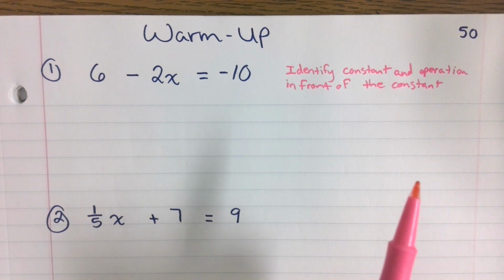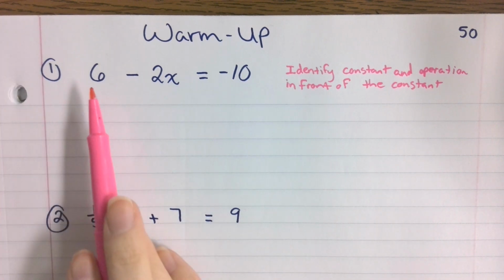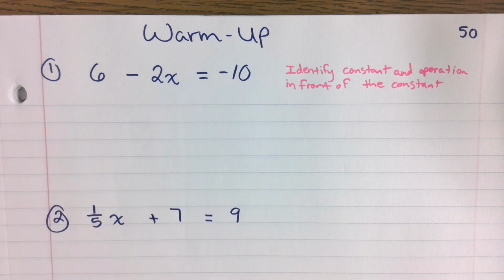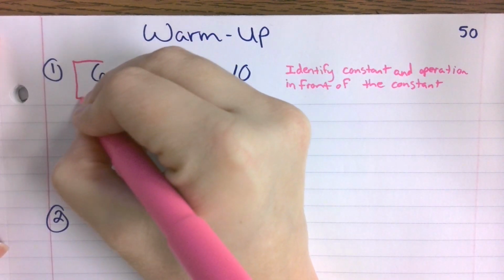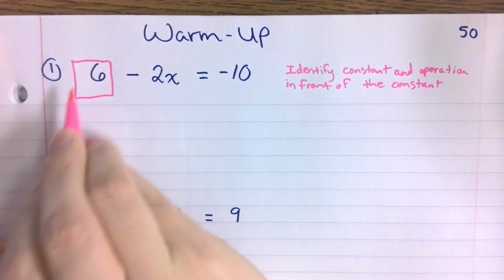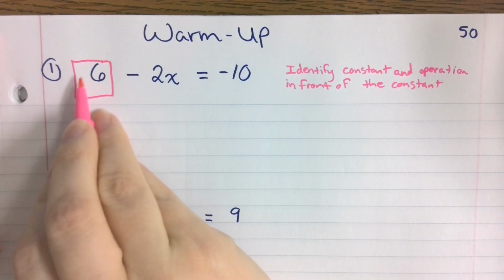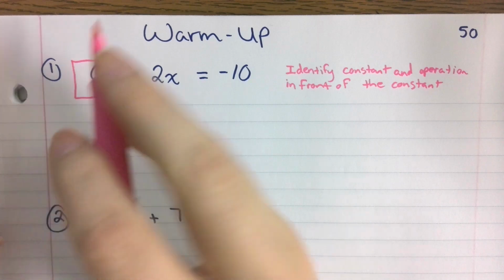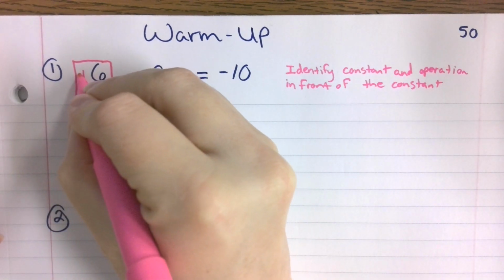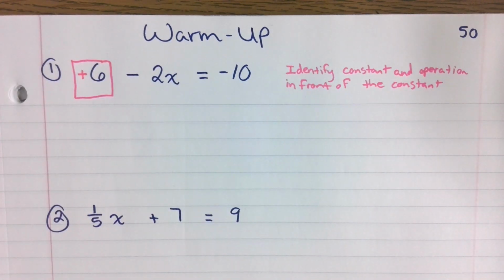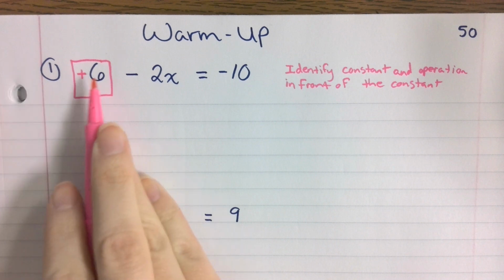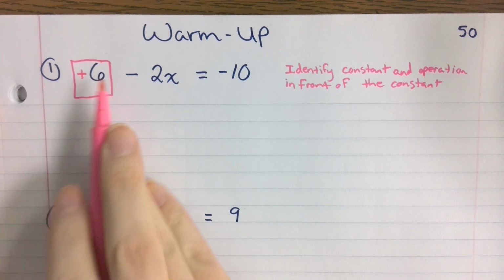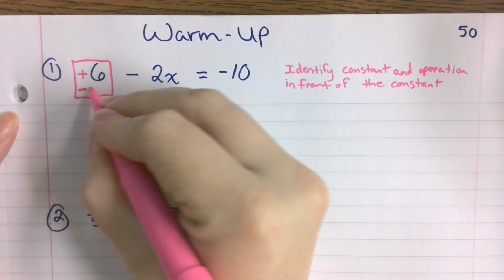What number up here is the constant? Is it the 6, the 2, or the negative 10? The 6. The 6 is going to be our constant. Now the 6 doesn't have an operation written in front, so what do we automatically put? Plus. You automatically put a plus sign in front of it when there isn't anything written. So now we can go ahead and do the inverse operation of that. What is the inverse of plus 6? Negative 6 or minus 6.